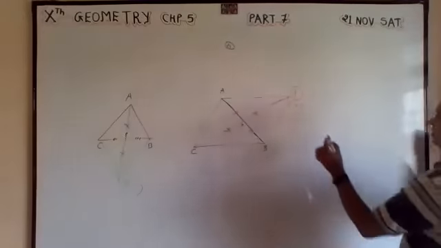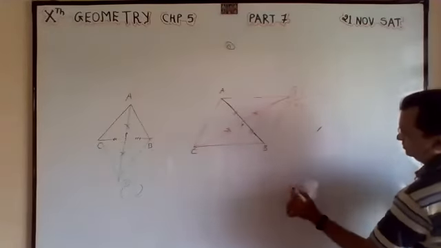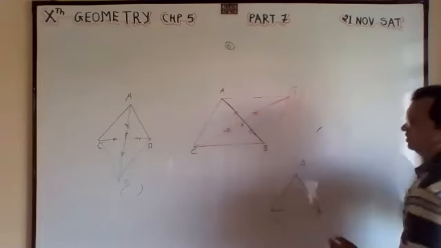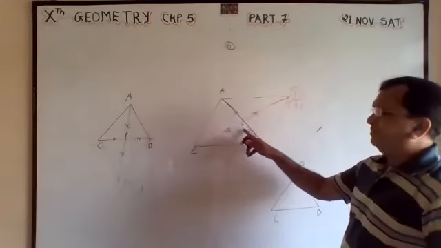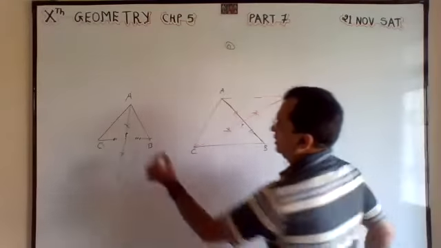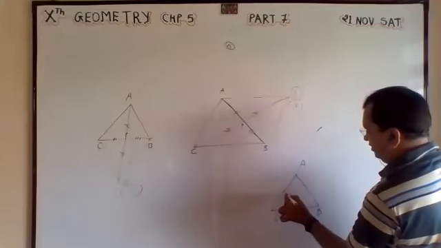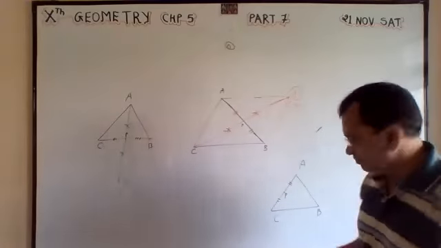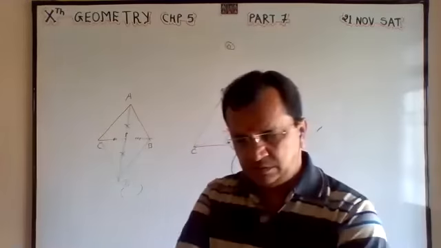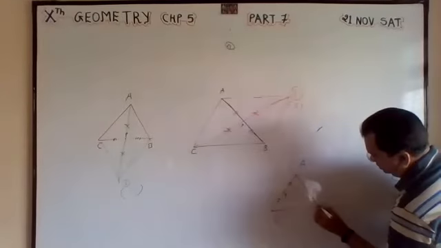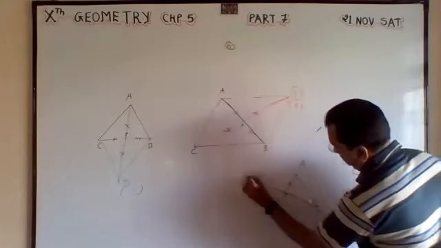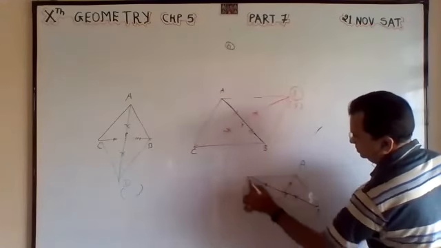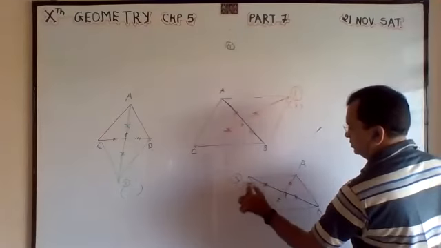Second point, same triangle. A, B, C. Here I have taken P midpoint of AB. Here I have taken midpoint of BC. Now I will take midpoint of AC. Third side, third midpoint. Now with this, I'll extend this. Third, we have to find.